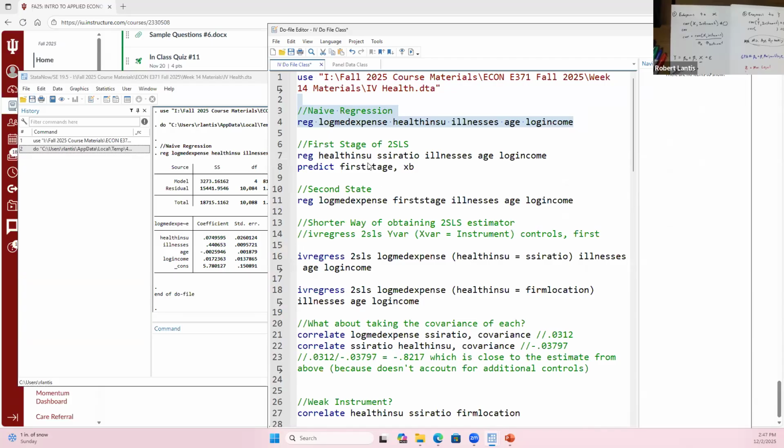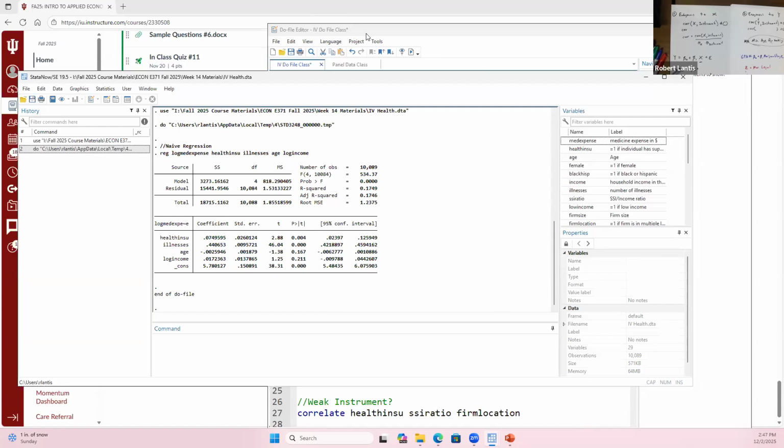And then I'm going to look at this and think, okay, well, what's something that could be a good instrument here? Because I know that if I have health insurance, in general, what is that going to do to my out-of-pocket medical expenses? Well, it's the whole idea of insurance. It's going to pay for your medical expenses, right? So I know that if I have health insurance, well, here I get a positive effect. So having health insurance actually makes my medical expenses higher. That's because it's a very naive regression, right?